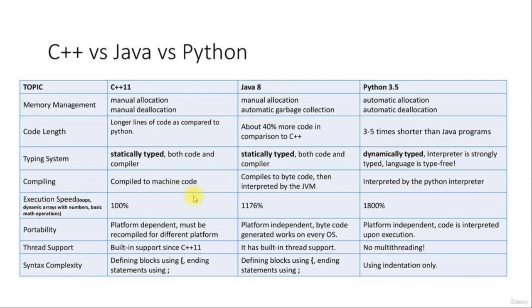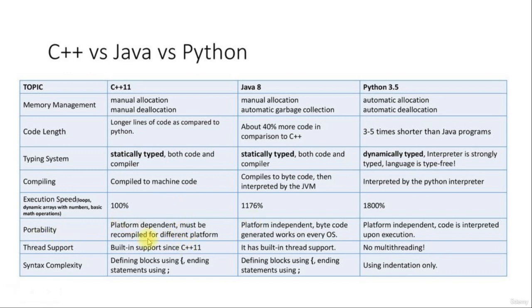And compiling: C++ code is compiled to machine code, but Java compiles it to byte code, and then it is interpreted by the JVM, that is the Java Virtual Machine. All these terms we are not going to discuss in detail, because this is basically just an overview of the comparison that we're trying to do between the different programming languages that are available, C++, Java, and Python. And in Python, it is interpreted by the Python interpreter. Execution speed, as you can see here, it's given.